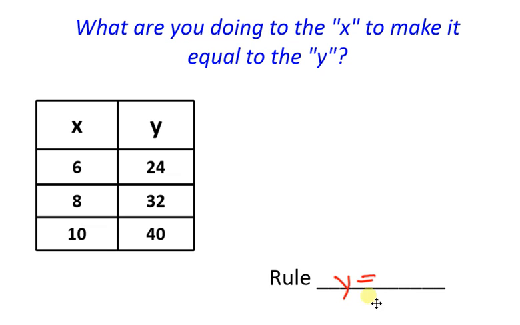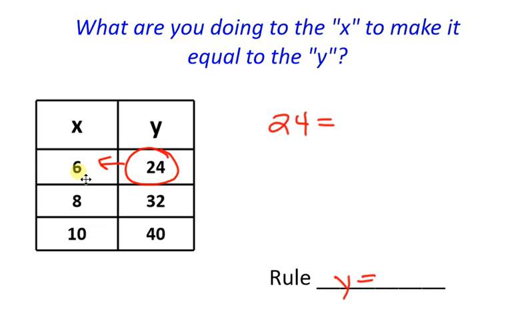Now, because it always starts with y equals, what I want you to do, and this is the easiest way to do it, is to start with your y's, okay? So I want you to write 24 equals, because we always start with y equals, right? Now, what is the x that goes with it? Well, it's 6. How do I get from 6 to 24? Well, there's a couple different ways I could do it. I could add, I could multiply, on and on and on. But let's just try one way first.